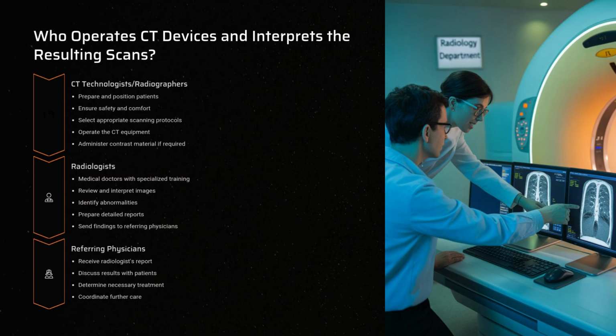Once the images are acquired, they are then reviewed and interpreted by a radiologist. A radiologist is a medical doctor with specialized training in diagnosing diseases and injuries by interpreting medical images, including CT scans. The radiologist analyzes the images, identifies any abnormalities, and prepares a detailed report that is sent to the patient's referring physician, who will then discuss the results and any necessary treatment with the patient.